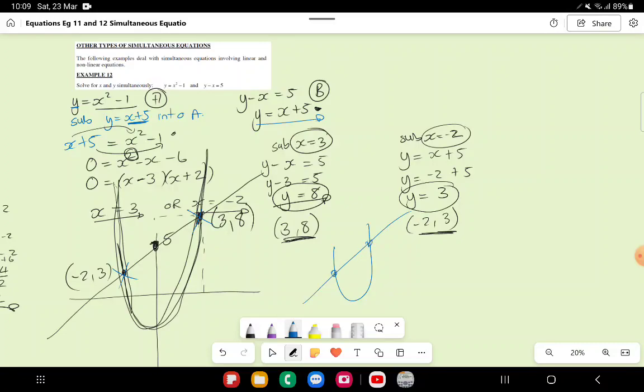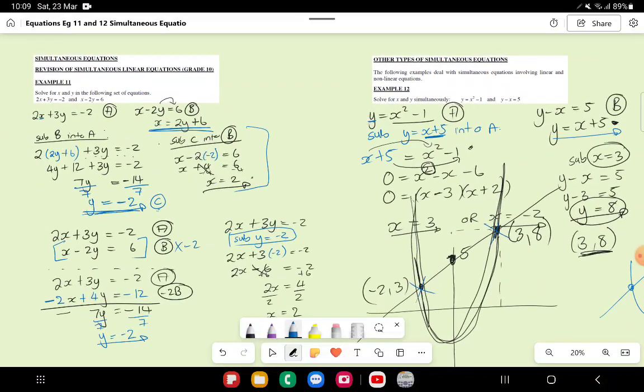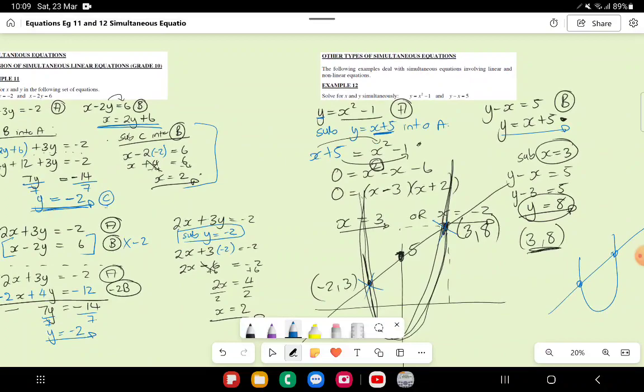Okay, that's how you do simultaneous equations, example 11 and example 12.